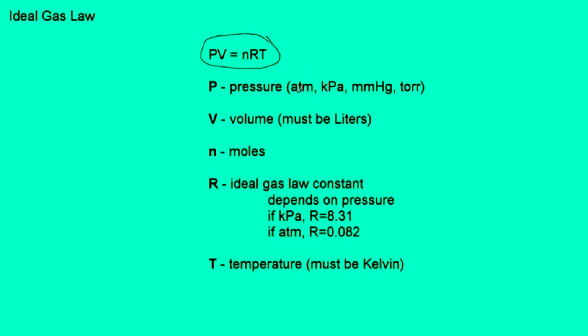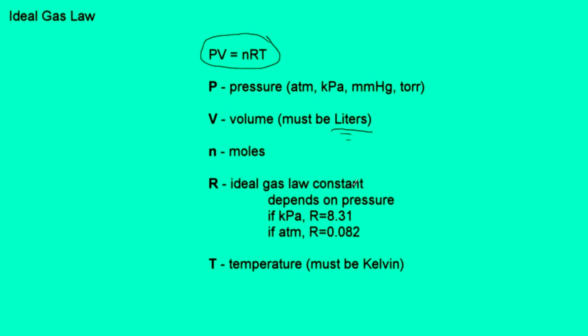PV equals nRT. P is pressure, of course, like always. Here are the units for pressure. Volume. Volume in this case must be in liters. Absolutely has to be in liters. The other gas laws you could have gotten away with doing milliliters, but when we're doing ideal gas law problems, we have to have liters. N is moles. Moles, we're using moles this time. There's no other moles other than in the ideal gas law.